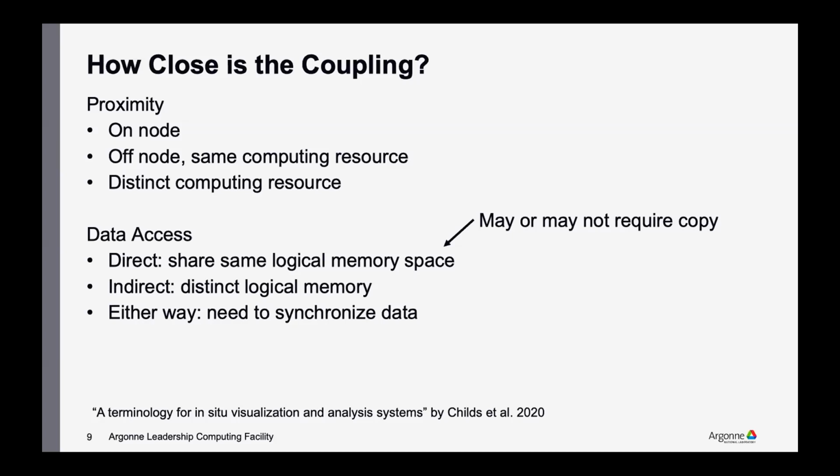Another way to describe your coupling is how the data access works. Direct access would be that the two are sharing the same memory, and may or may not need to copy data. Indirect data access would be they each have their own logical memory, but either way you need to think about synchronization.